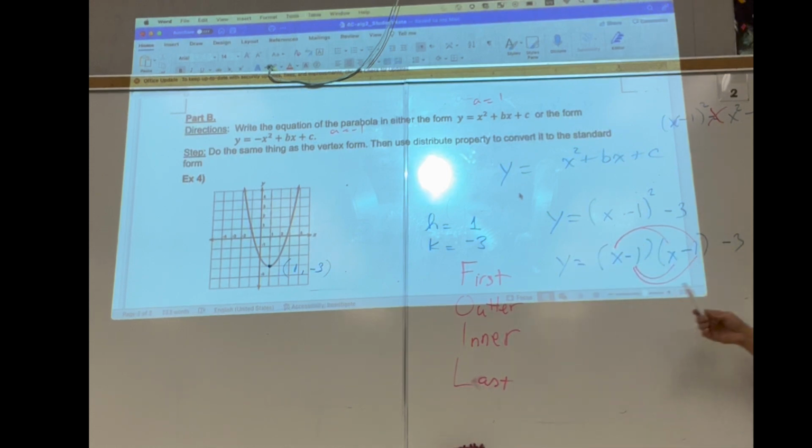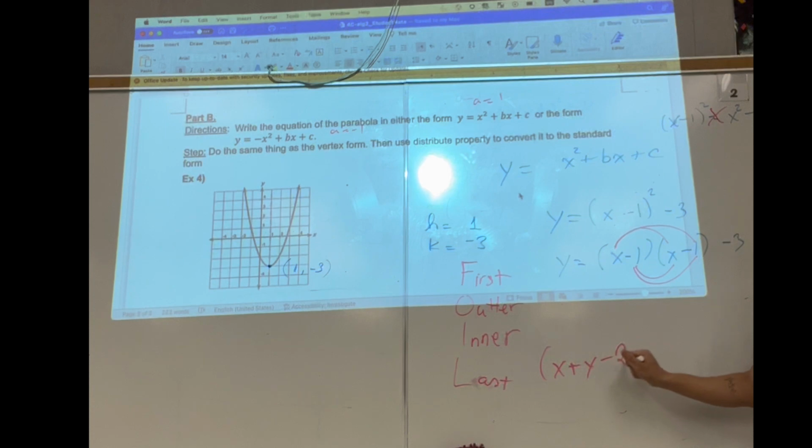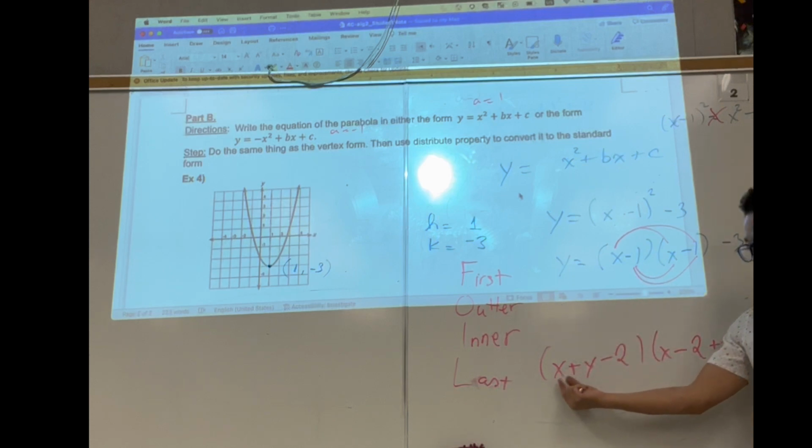Okay. I didn't learn this in my country because what if you see something like this? This is not FOIL anymore, right? There's no outer, there's no inner, there's no last. This is how I learned in my country. You just multiply every single thing in the first parenthesis by every single thing in the second parenthesis.